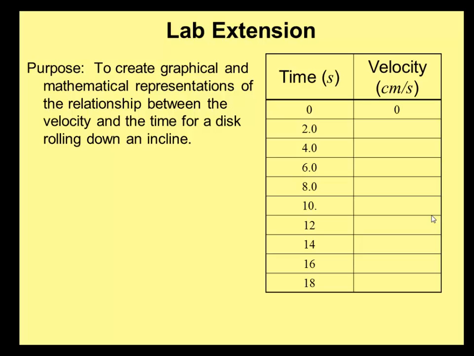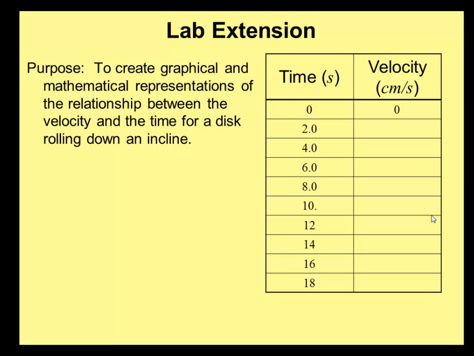So notice you have your times that are the same times that you had in the original lab. And now we're going to figure out what your velocities are, your instantaneous velocities, if you want to be fancy, for each one of those times. In other words, the slope of the tangent line at each time.